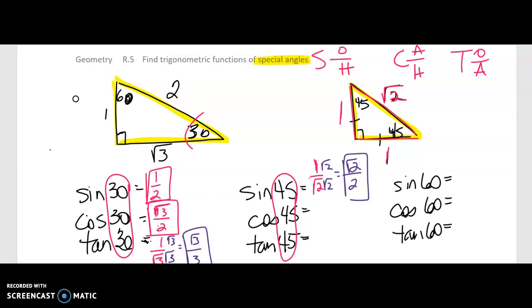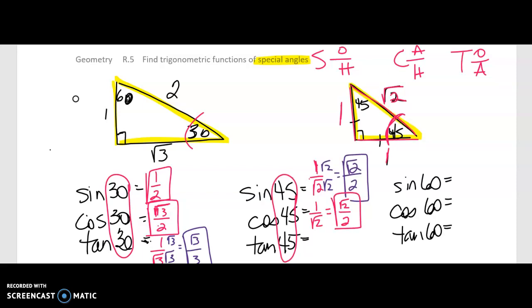Cosine of 45. Now, since they're both 45s, it doesn't matter which 45 I look at. So I was looking at that one. So 1 over square root of 2, and since we've already done 1 over square root of 2, I know it simplifies out to be square root of 2 over 2. And tangent of 45 is opposite over adjacent, which is 1 over 1, which is 1.